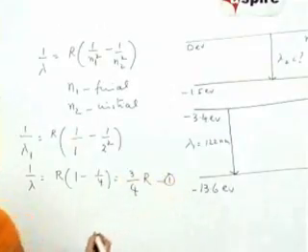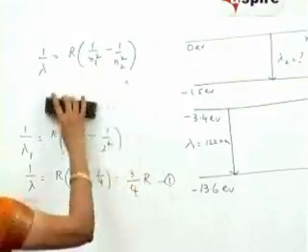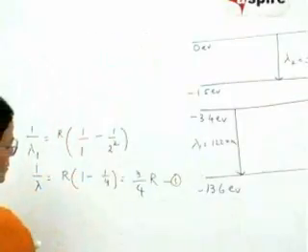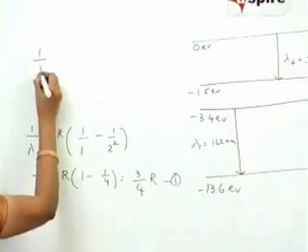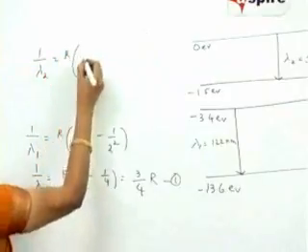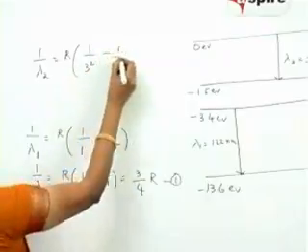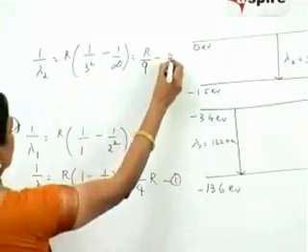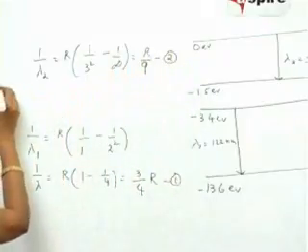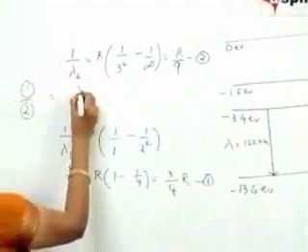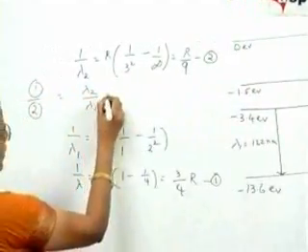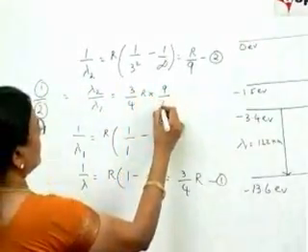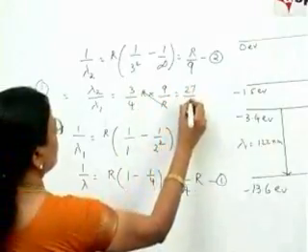Let us call this our first equation. Then for lambda 2, let us write following this: 1 by lambda 2 equal to R into 1 by 3 square minus 1 by infinity. So it becomes R by 9. Equation 1 divided by 2 gives lambda 2 by lambda 1 equal to 3 by 4 R into 9 by R. So it is 27 by 4.